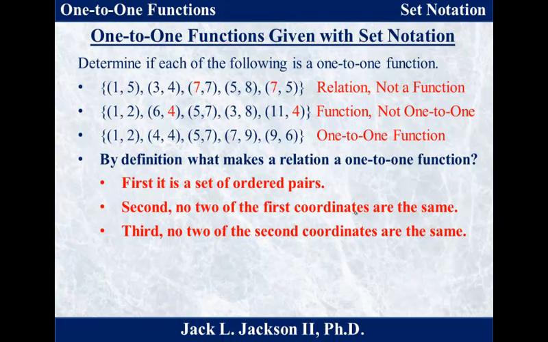First, it's a set of ordered pairs. That makes it a relation. Second, no two of the first coordinates are the same. That makes it a function. And third, no two of the second coordinates are the same. That makes it one-to-one function. But notice, just the fact that it has no two second coordinates the same does not make it a one-to-one function. It's got to be a function first.